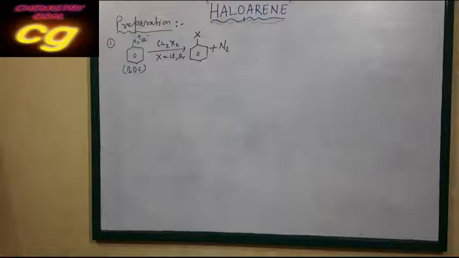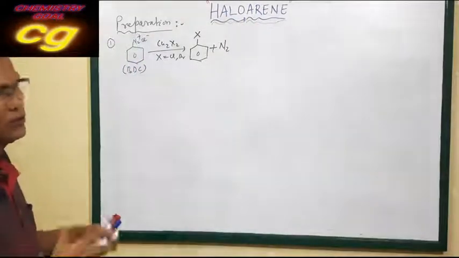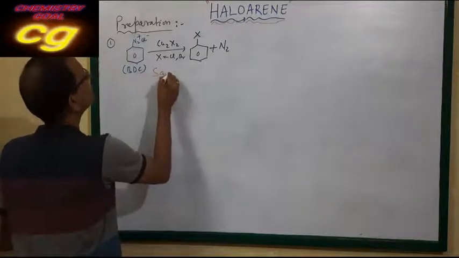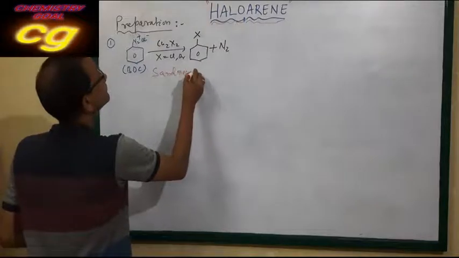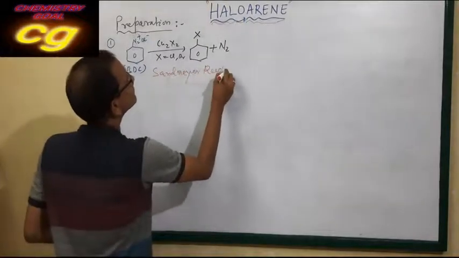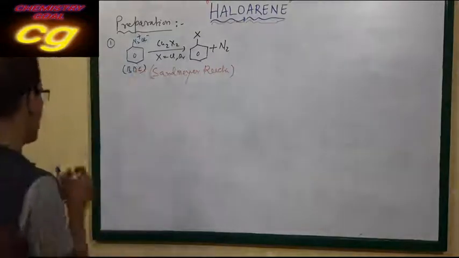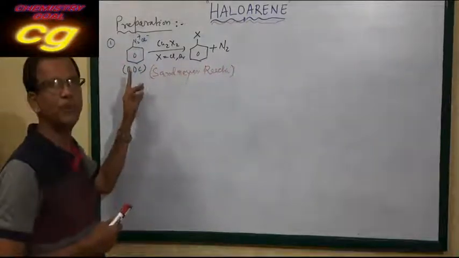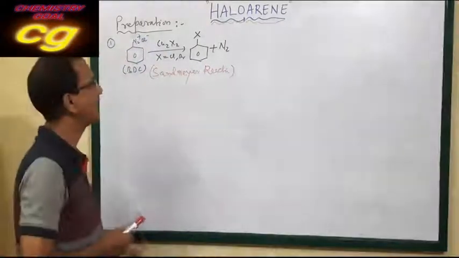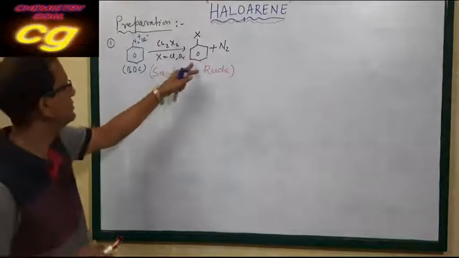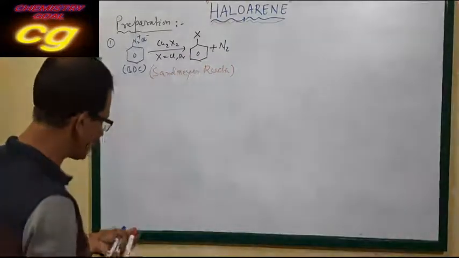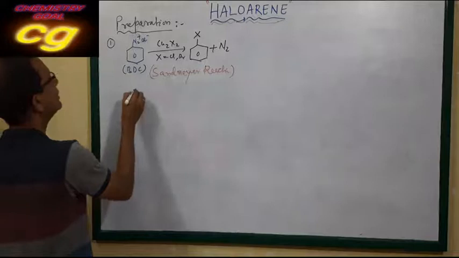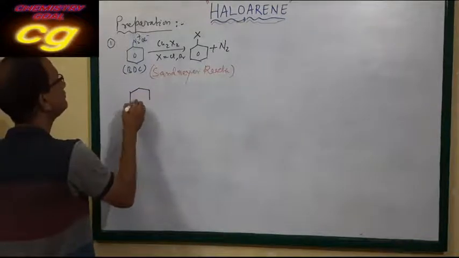So for the preparation of haloarene, this reaction is called the Sandmeyer reaction. Preparation of haloarene from BDC using cuprous chloride is called the Sandmeyer reaction. Chlorobenzene and bromobenzene can be prepared this way. But how can we prepare iodobenzene? It is specific. You have to prepare it in this way only.